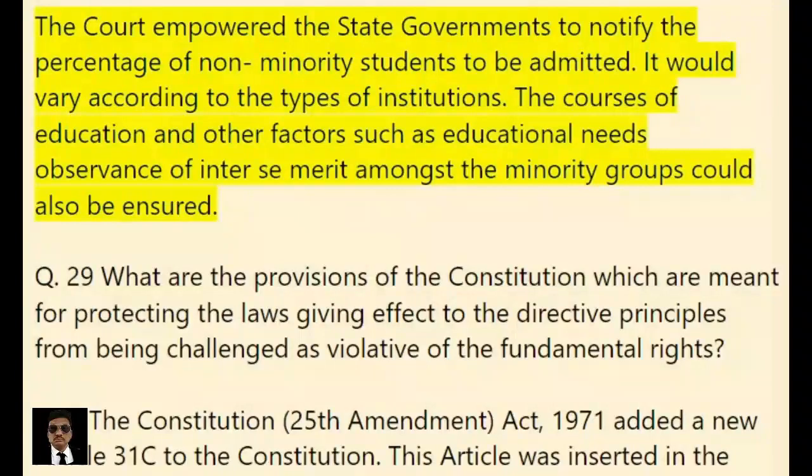The court empowered the state governments to notify the percentage of non-minority students to be admitted. It would vary according to the types of institutions, the courses of education and other factors such as educational needs. Observance of inter se merit amongst the minority groups could also be ensured.